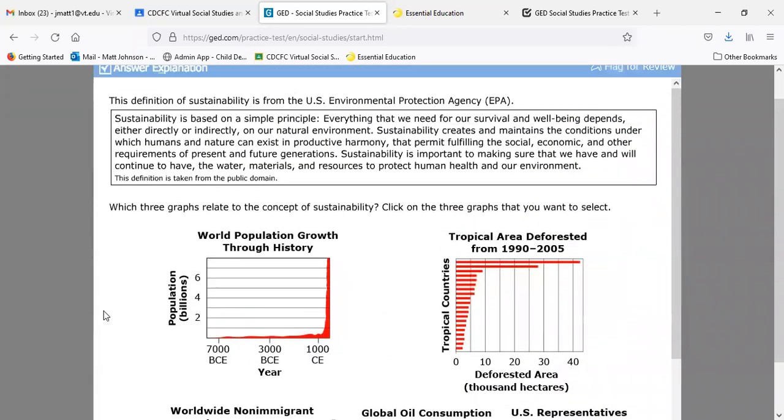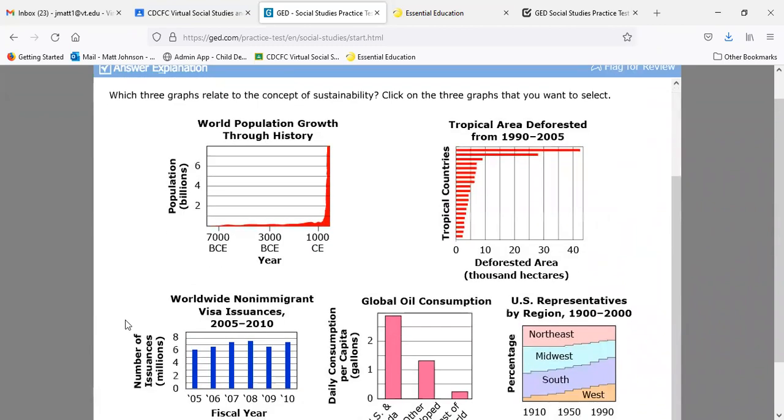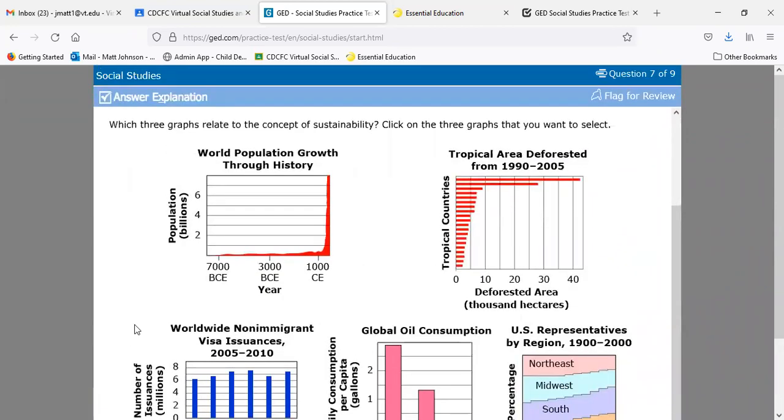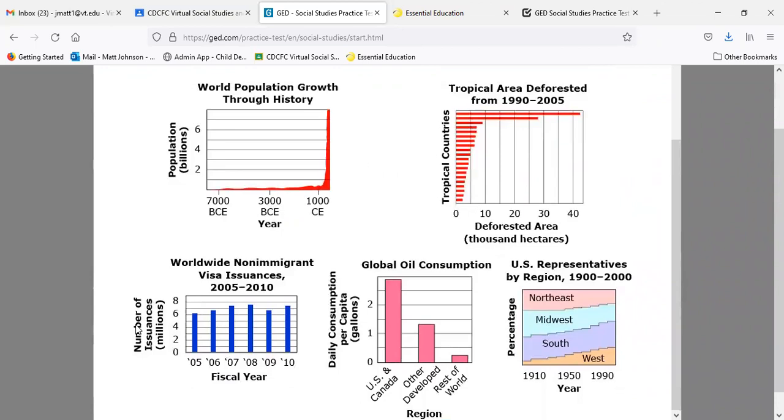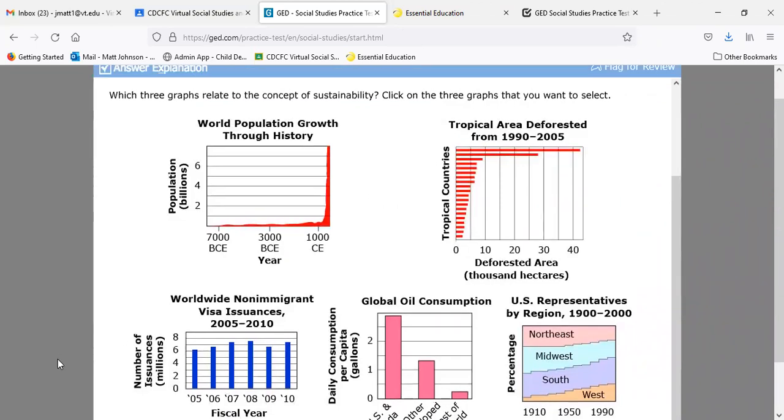Okay. New information, lots of information. So let's see here what all we have. Okay, so we have to pick graphs here. All right. So first off, which three graphs relate to the concept of sustainability? Click on the three graphs that you want to select. So Delasha, this one's going to be for you. And we have 5 different graphs. We need to pick 3. So I guess we just click on it maybe. Yeah. Oh, okay. All right. So we'll just check mark it. So you tell me, what do you think is about sustainability here?